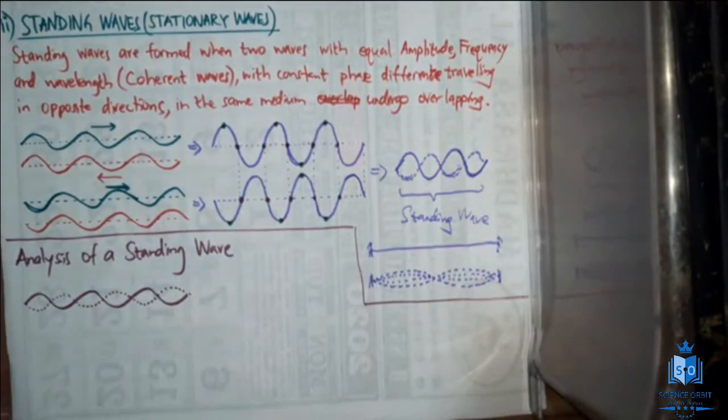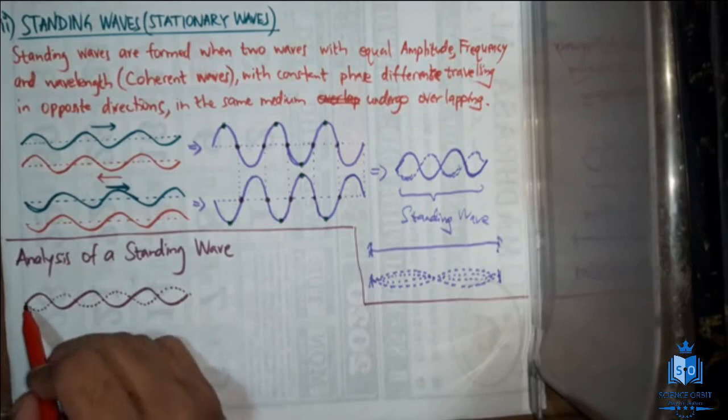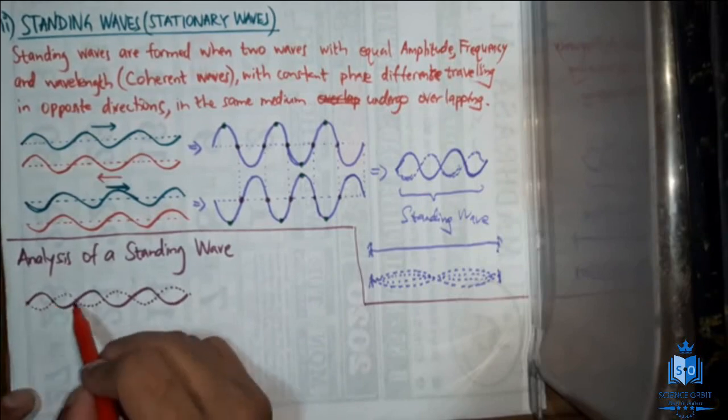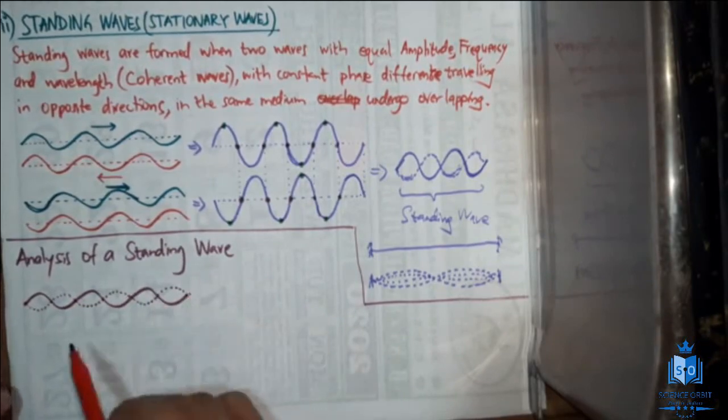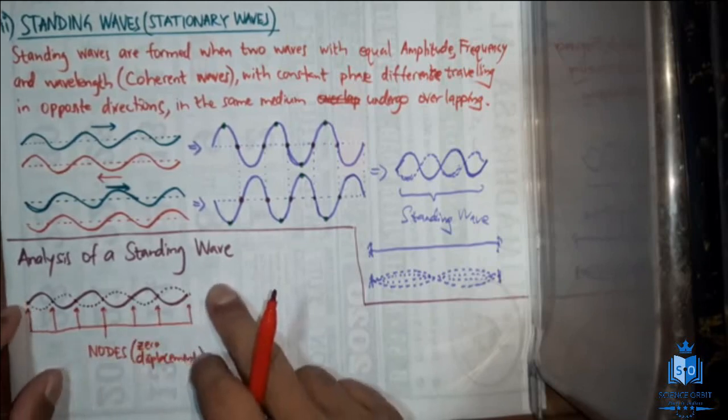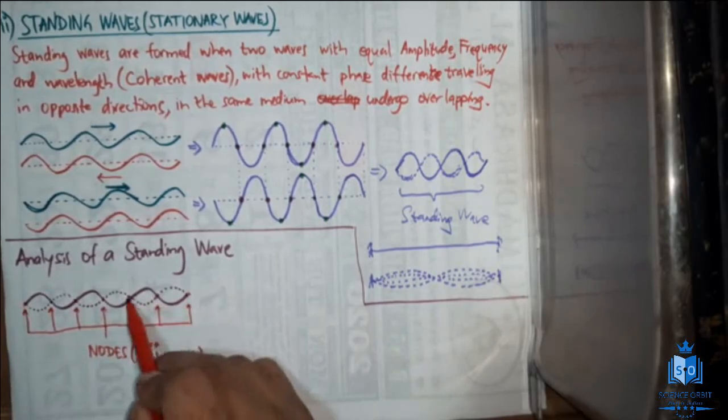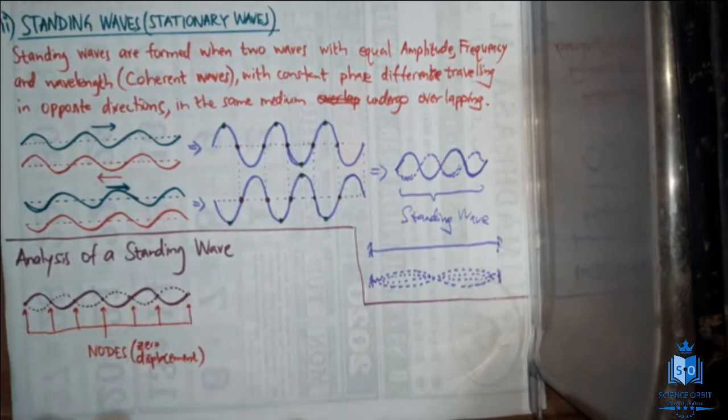So if I mark them here, these are the particles which did not undergo any displacement at all. Okay, so these particles are called nodes. These are the nodes, these particles I am talking about. So they have 0 displacement, we call them nodes.